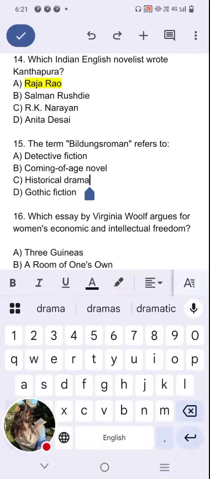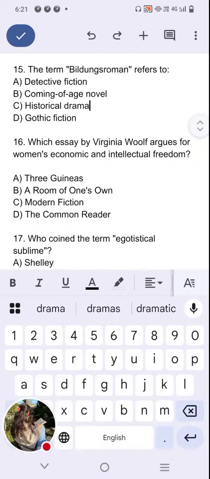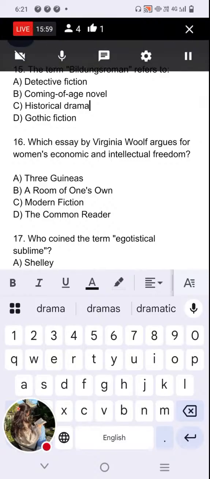Next question. The term Bildungsroman refers to option A, detective fiction, option B, coming of age novel, option C, historical drama, option D, gothic fiction. The term Bildungsroman refers to which of the following? If you think you know the right answer, you can say it in the comment section.